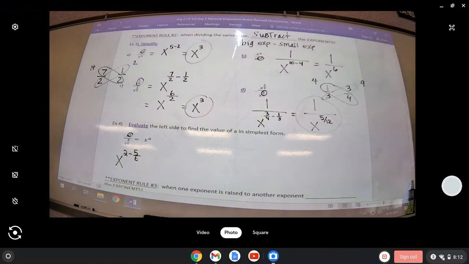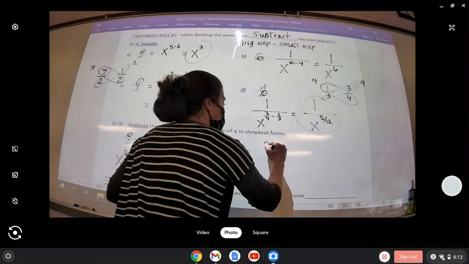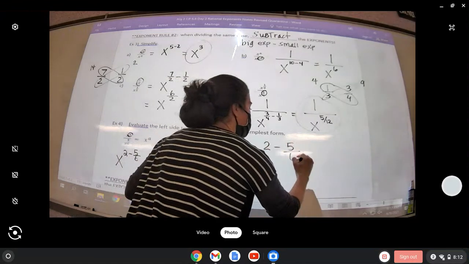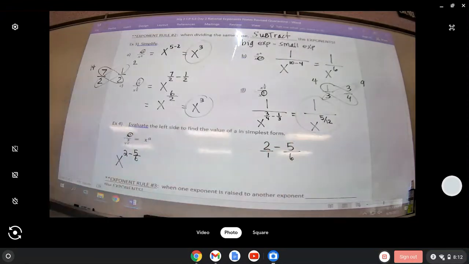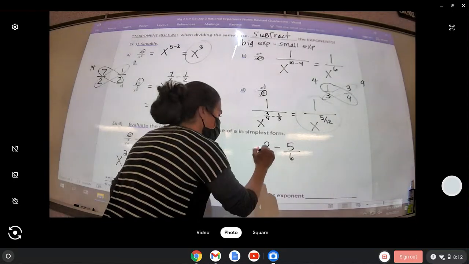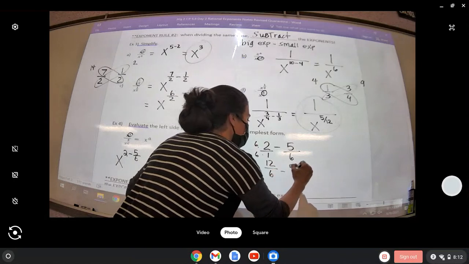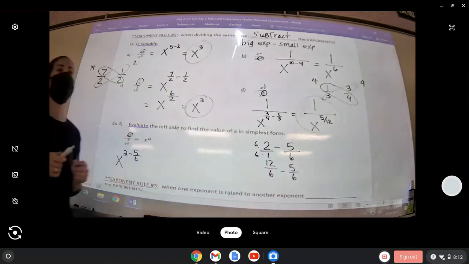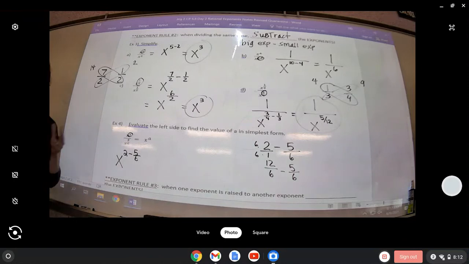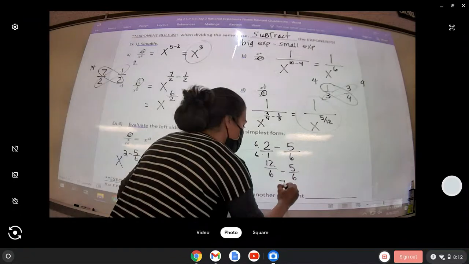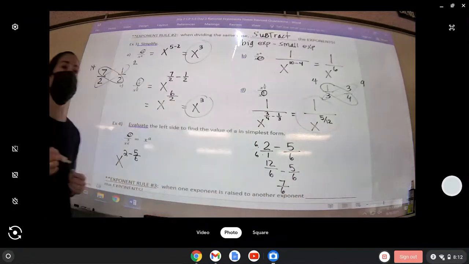I'm not even going to put the equals x to the a yet. Let's simplify this down. So guys, let's go off to the side. Let's figure out what 2 minus 5/6 is. Put it over 1. What's the common denominator between 1 and 6? 6. So I only have to change this fraction. And I'm going to get 12 over 6 minus 5 over 6. And then 12 minus 5 on top is 7. And it's over a common denominator of 6.